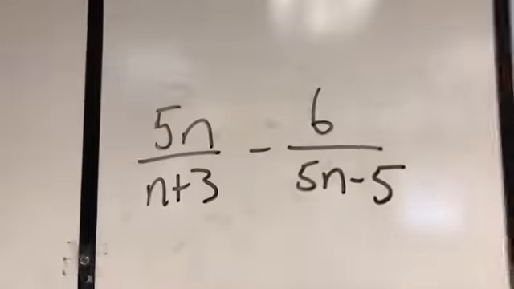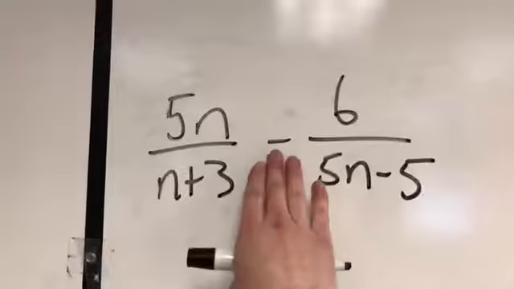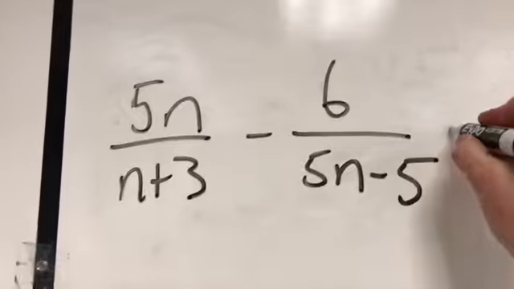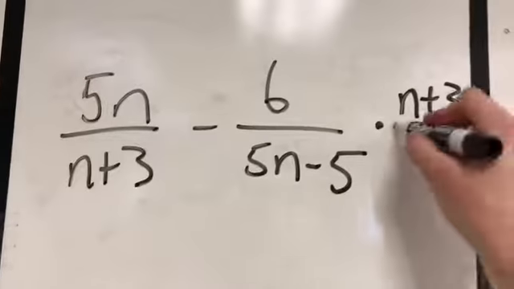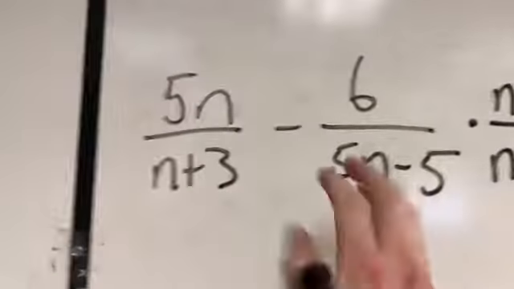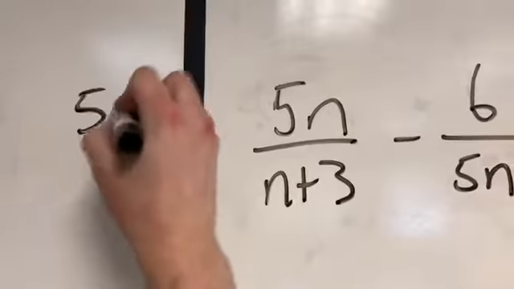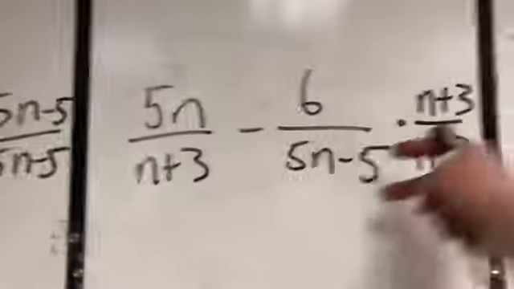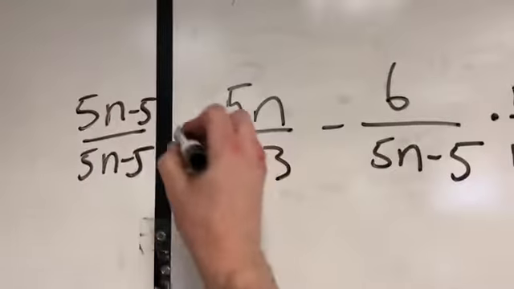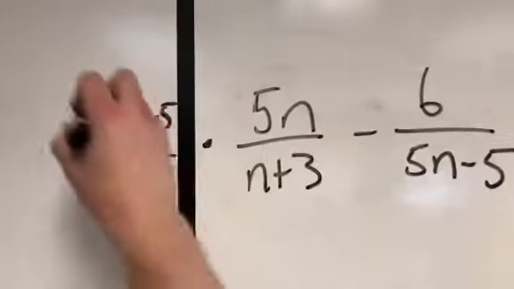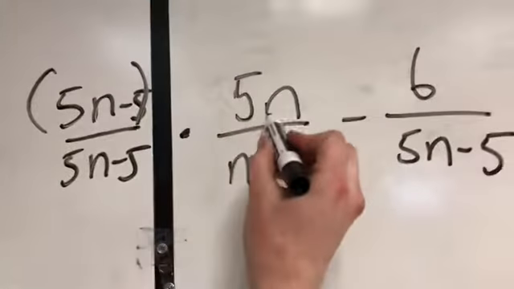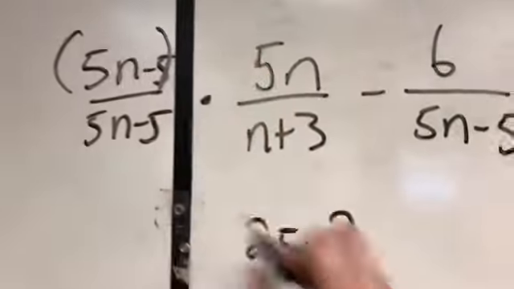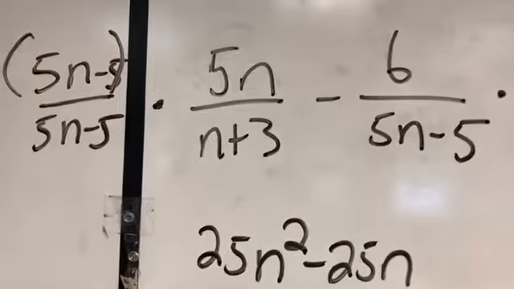So now let's try one with subtraction. Once again, you are not allowed to add or subtract any fraction unless they have a common denominator. So I'm going to take this denominator and turn it into my multiplier for my other fraction. Then I'll take this one and turn it into my multiplier for this one. So we're just going to grab those denominators and turn them into the multiplier. So once again, you can sort of think of this as distribution. 5n times 5n is 25n squared. 5n times negative 5 is negative 25n.